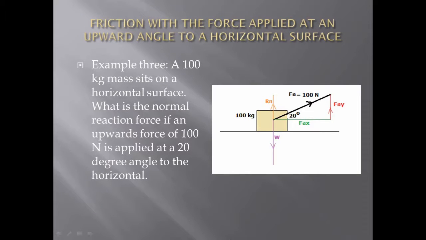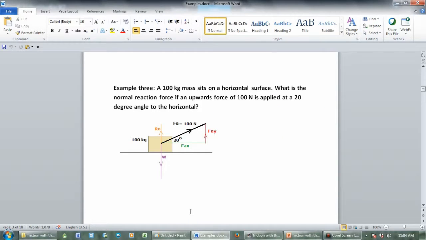Example 3. A 100 kilogram mass sits on a horizontal surface. What is the normal reaction force if an upwards force of 100 newtons is applied at a 20-degree angle to the horizontal? So we have a 100 kilogram mass sitting on a horizontal surface. We have an applied force of 100 newtons upwards at an angle of 20 degrees, and we want to know what the normal reaction force is.